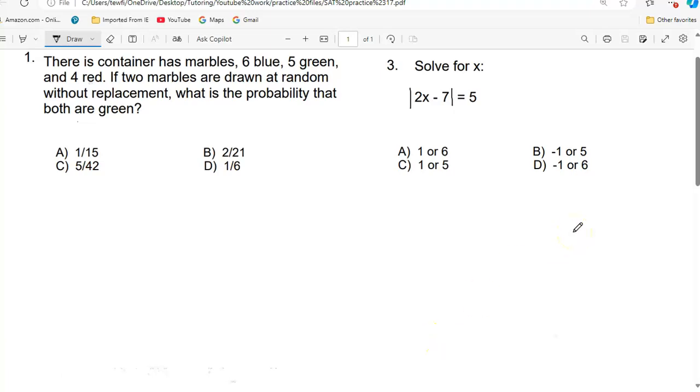Alright, let's go over these problems. The first problem: there is a container with marbles, 6 blue, 5 green, and 4 red. If 2 marbles are drawn at random without replacement, what is the probability that both are green?